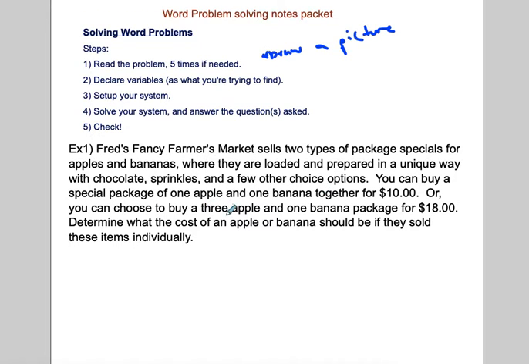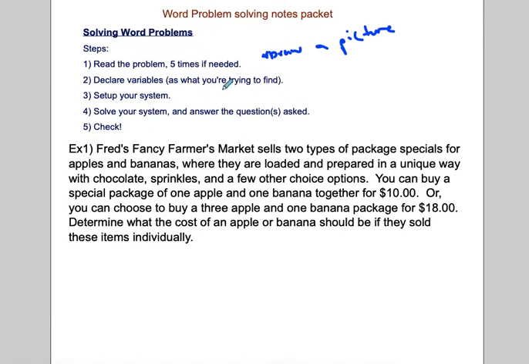Or you can choose to buy 3 apples. Whoops. Oh, buy a 3 apple and 1 banana package. Okay, never mind. Delete that. For $18. So determine the cost of an apple or a banana if they were to be sold individually. So right now they're coming together in a package deal. If they were going to sell them separately, what should Fred charge? Or what is Fred charging essentially for these things?